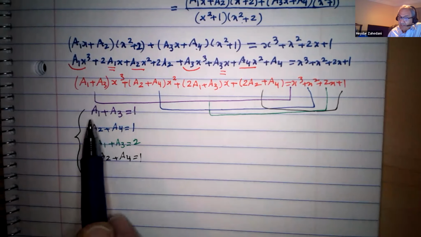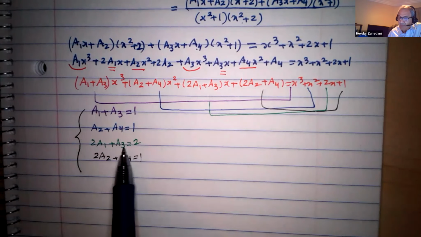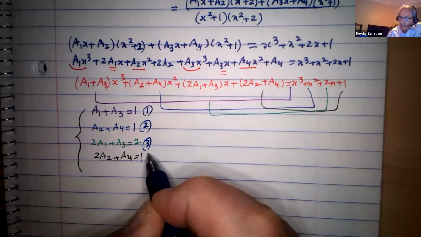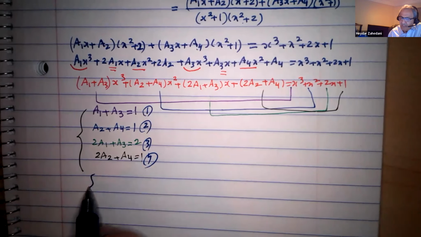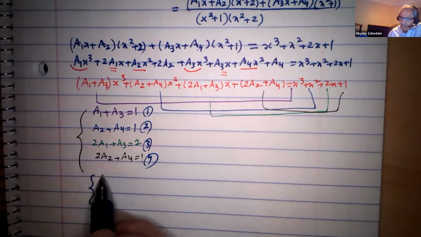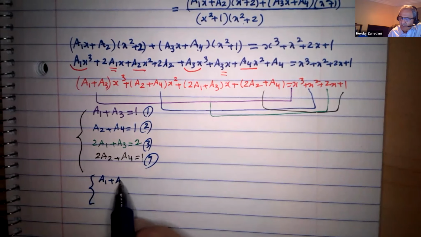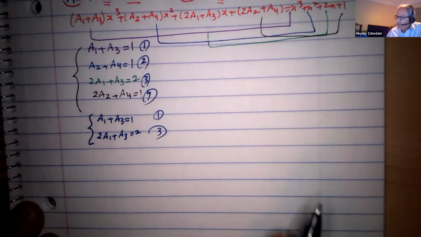Okay, so for example, this is A1 and A3, and A1 and A3. We can pick these two. Let's call this one 1, 2, 3, 4. So I'm going to pick the 1 and the 3. The 1 is A1 plus A3 equal to 1, and the 3 is 2A1 plus A3 equal to 2. Okay, so I pick the 1 and the 3. Now use the addition method to simplify it.